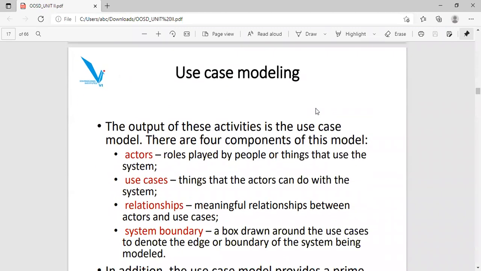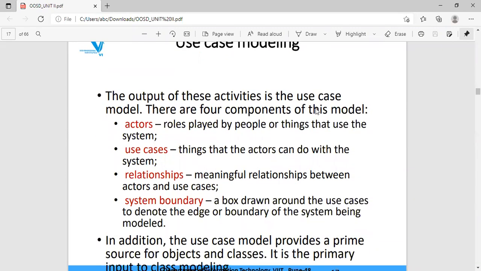The output of these activities in the use case model has four components: actors, use cases, the relationships between them, and the system boundary. When I consider actors, what exactly do actors mean? Can you tell me, students, with the help of the chat box? We identify the actors: the roles played by the people or things that use that particular system. These are the actors of my system.